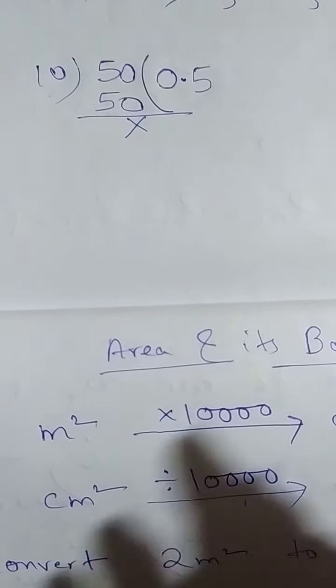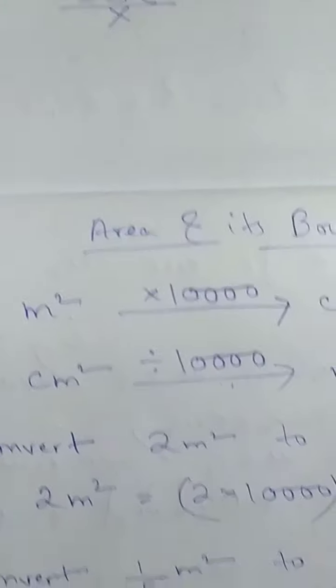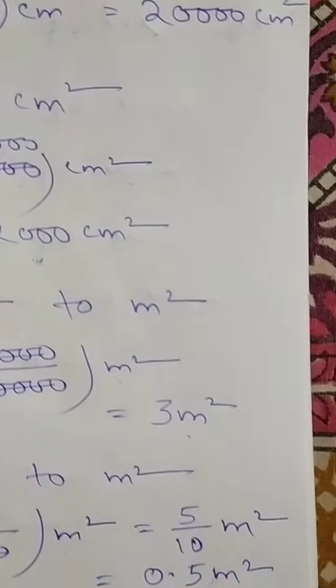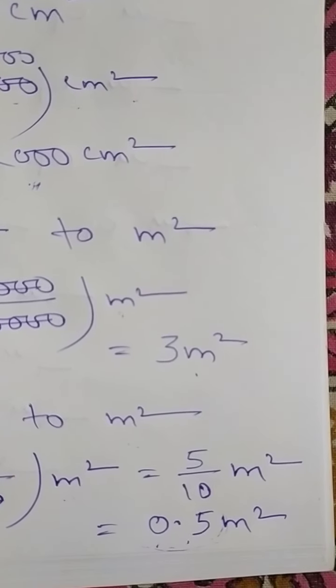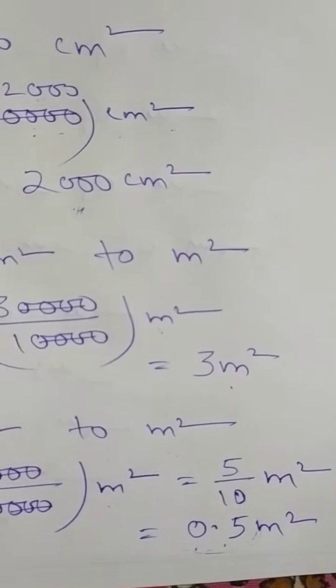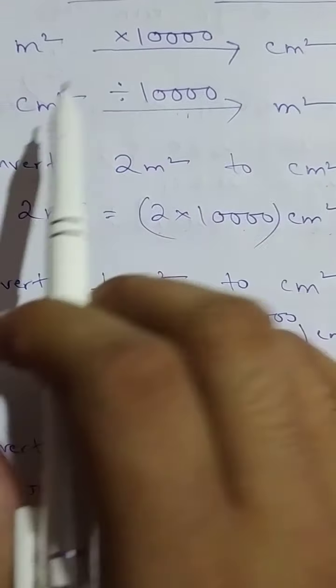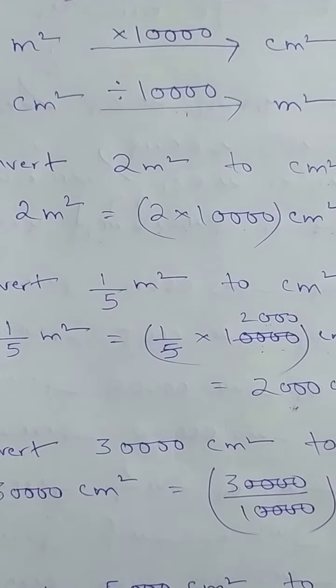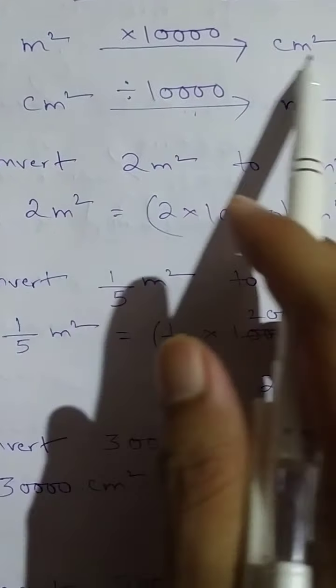Now 10 5s are 50. 10 5s are 50. So 5 by 10 means 0.5. So that's why I have written here 5 by 10 means 0.5 meters square. So this is basically how to convert from meter square to centimeter square and from centimeter square to meter square. This is the main formula you have to remember, these two.